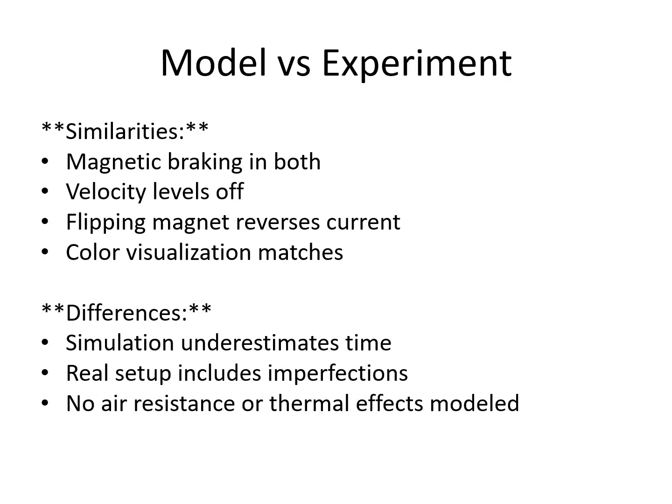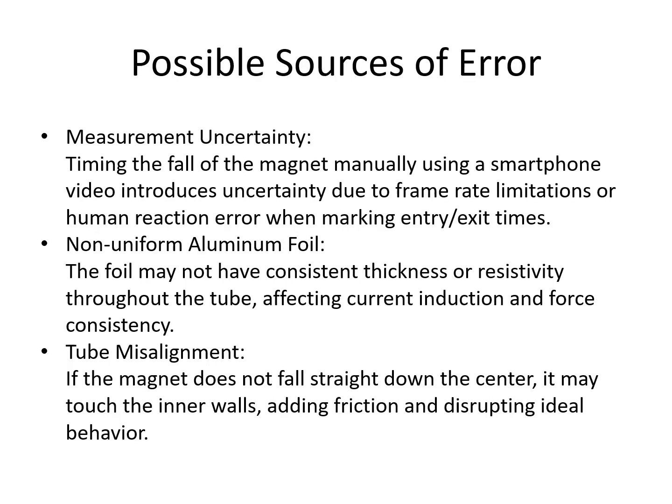For the similarities and differences between the model and the experiment, we can see that in both, the magnetic braking velocity levels off, the flipping magnet reverses current, and the color visualization matches between the behaviors. For the differences, the simulation underestimates time by about 7 seconds, and the real setup includes imperfections that are not present in the simulation, and there's no air resistance or thermal effects modeled in the simulation, which can be a con.